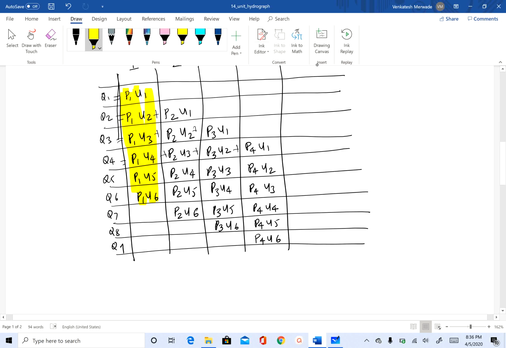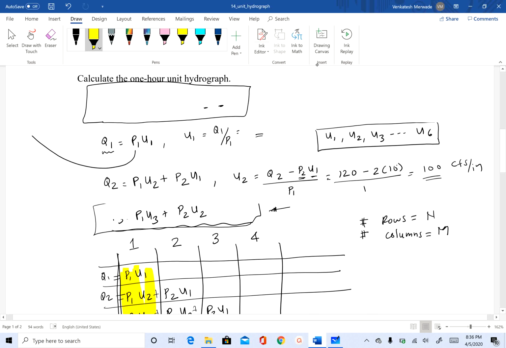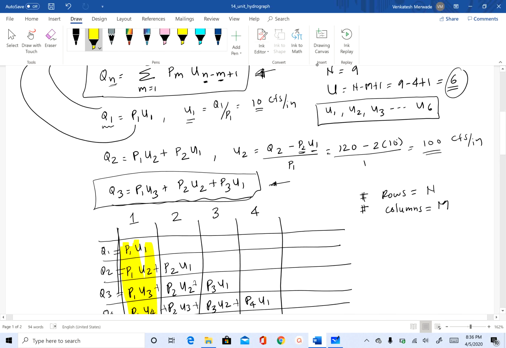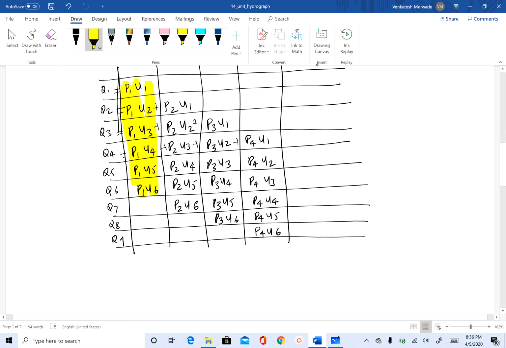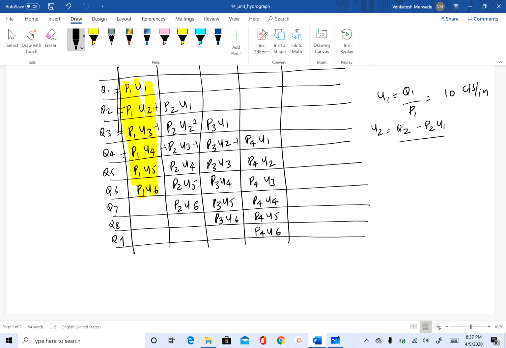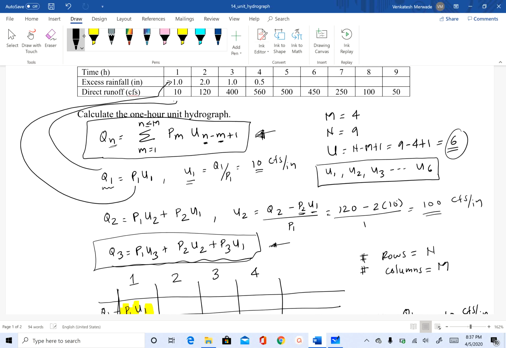Once you do that, you can write the expression. We already wrote expressions for Q1, Q2, and Q3. So we solved for U1, which was U1 equal to Q1 divided by P1, and we got 10 CFS per inch. U2 was Q2 minus P2 U1 divided by P1, and then we got 100 CFS per inch.